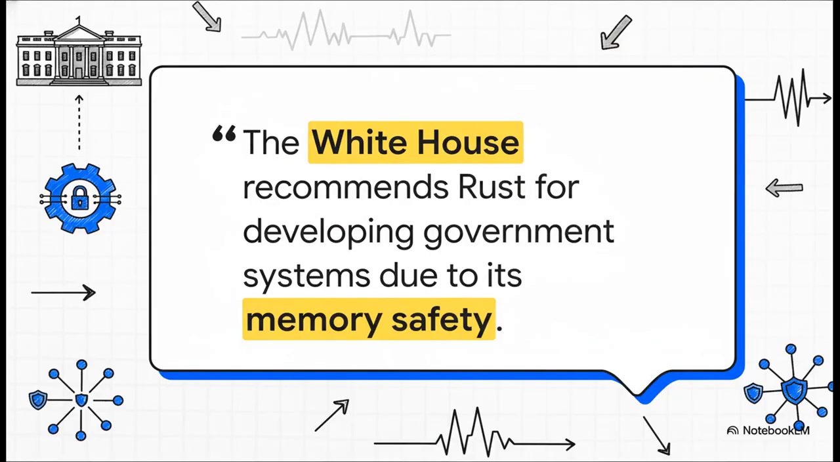And look, this isn't just some niche tech trend we're talking about. The White House itself actually recommends using Rust for building critical government systems, and they call out its memory safety as the specific reason why. I mean, an endorsement at that level, it really speaks volumes about how reliable this language is.